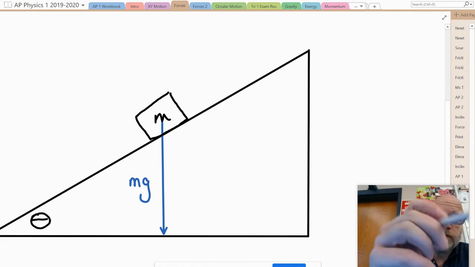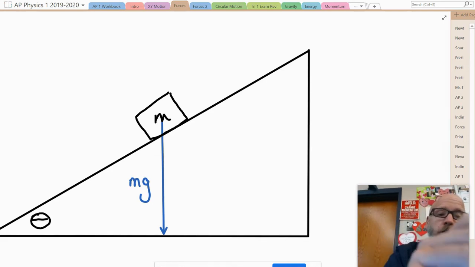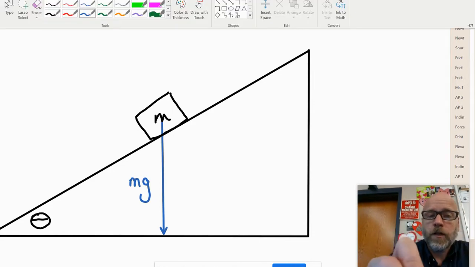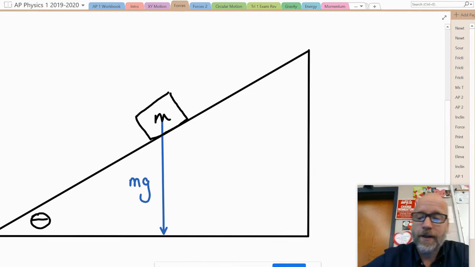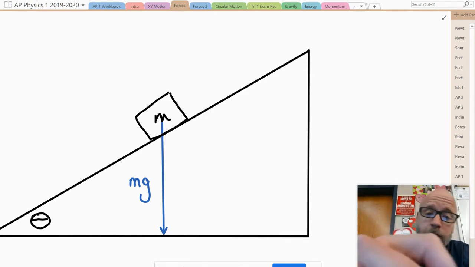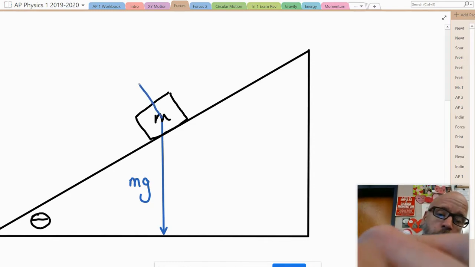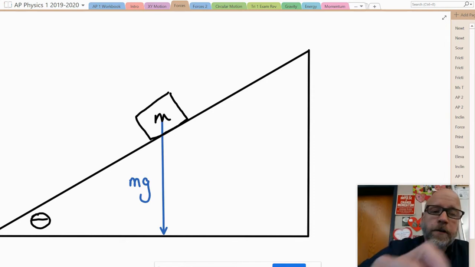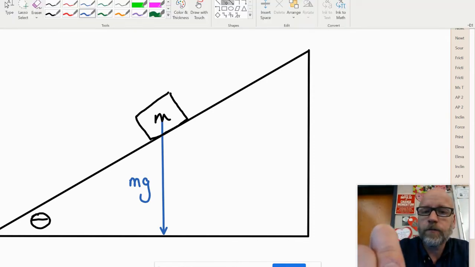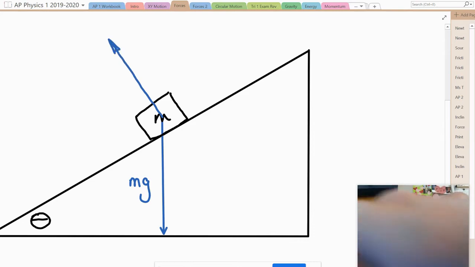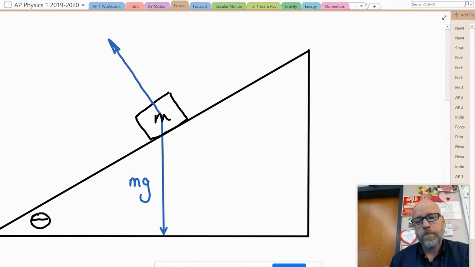Now, the other vector that I would clearly draw would be the one that was labeled the normal force, Fn. But what does the word normal mean? Perpendicular to the surface. So the normal force is instead going to be drawn, see if I can do this faster, perpendicular to the surface. I guess I'll just do it with my free hand.